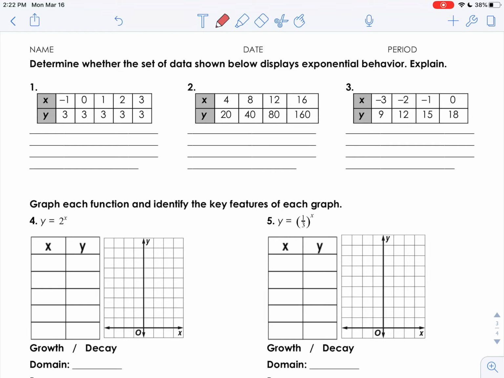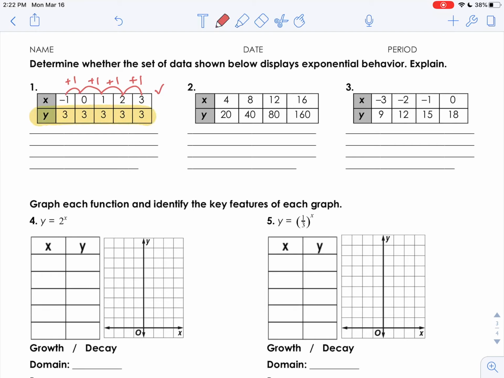So the first thing that we're going to do here is look for a constant rate of change with the x value. If I'm looking at number 1, it's going -1, 0, 1, 2, 3. So this seems to be following a pattern of +1, +1, +1, and +1. So yes, this has a constant increase, which is what we're looking for.